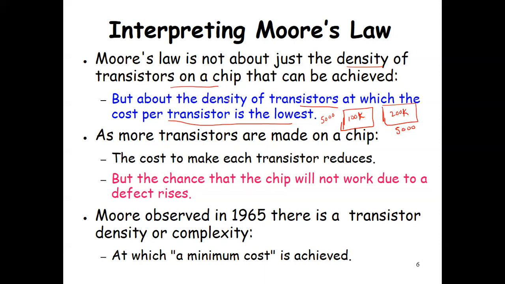So that's what this point says. The density of the transistors increases, and the cost per transistor will also be reduced. So we are not only packing more transistors inside the chip, but the cost will also be reduced at that rate, right?